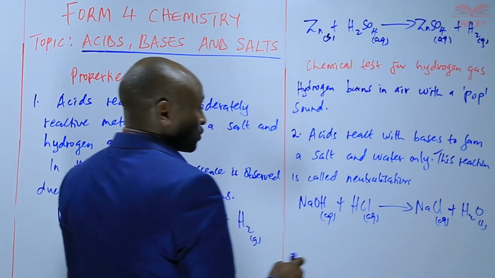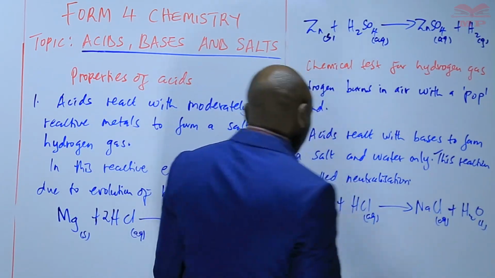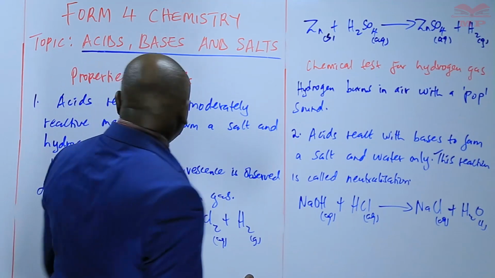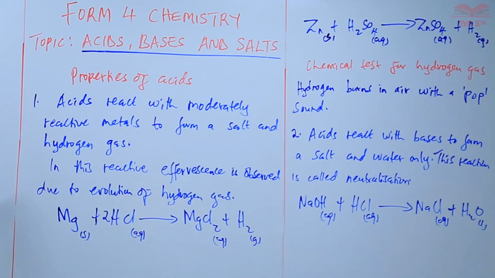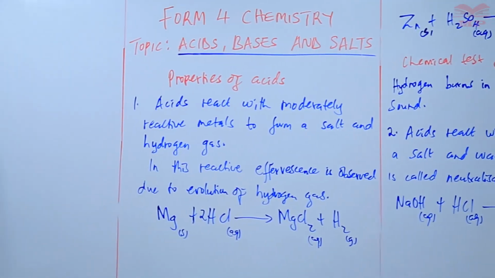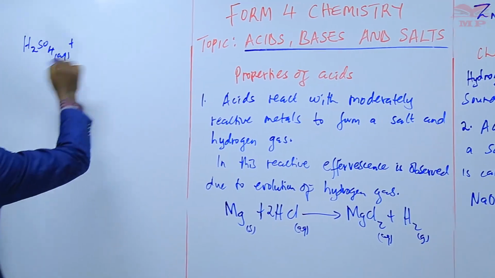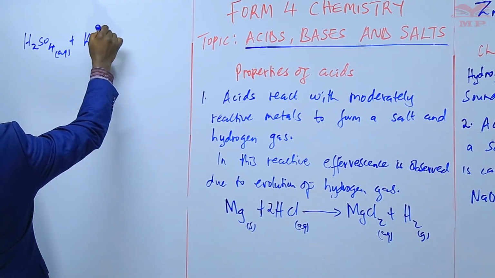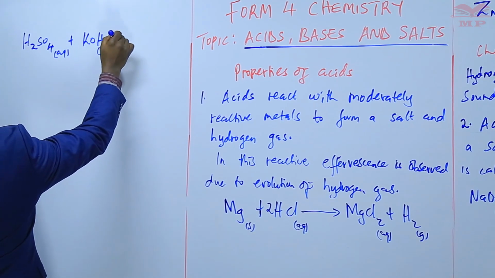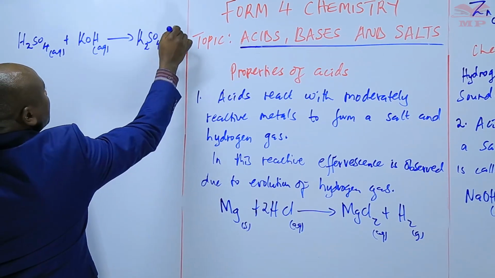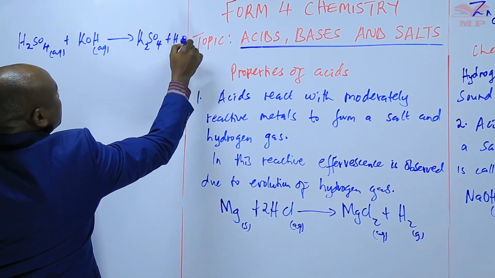All of them are in solution form, and the equation is already balanced. We can take a different acid. We can take sulfuric acid plus potassium hydroxide. And here we shall have potassium sulfate plus water.